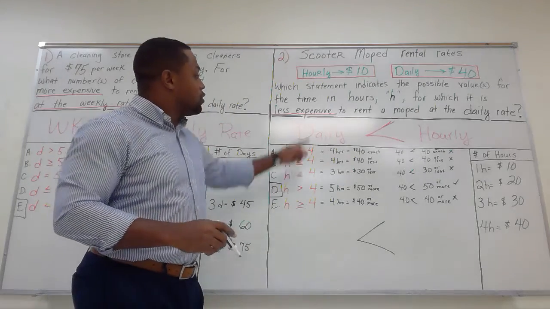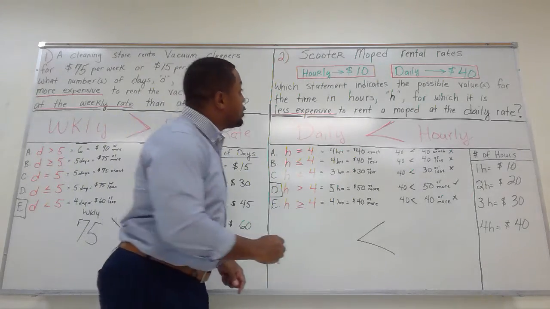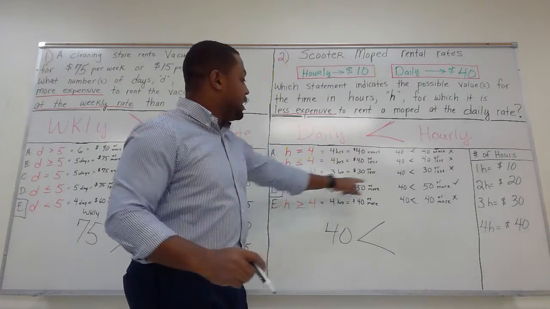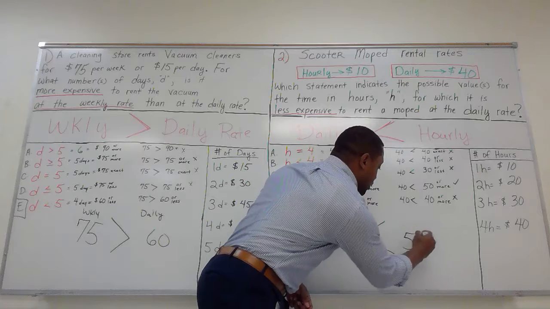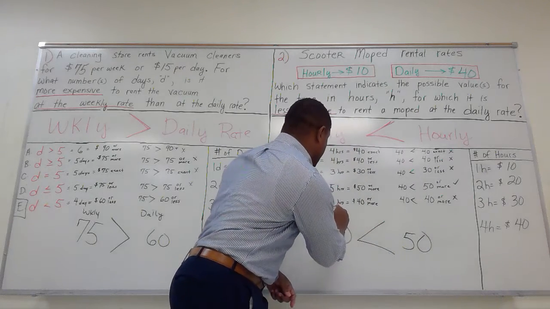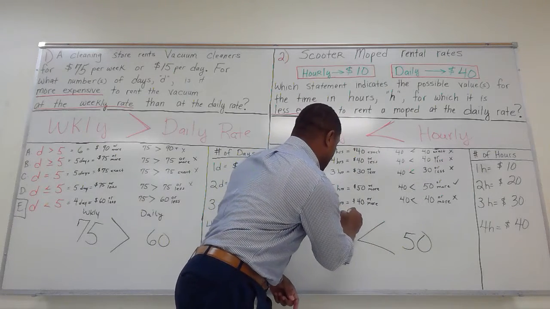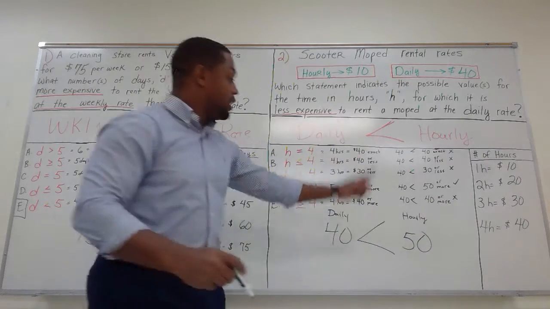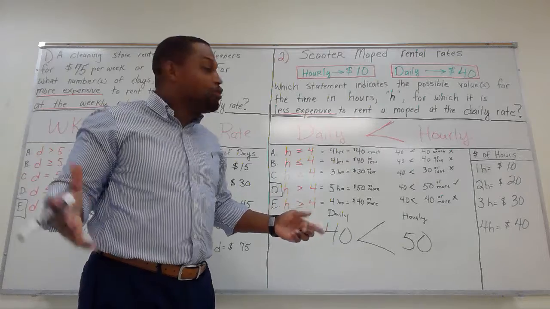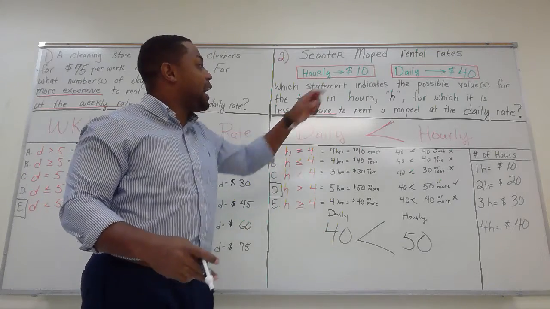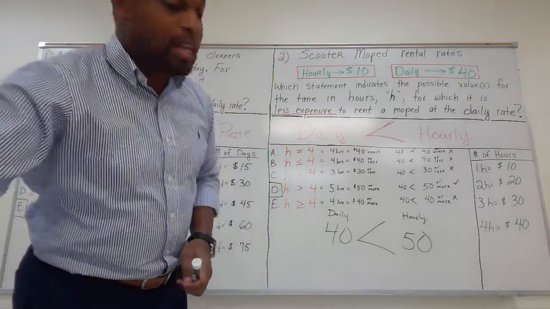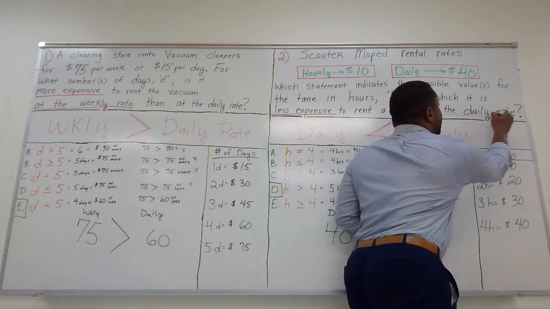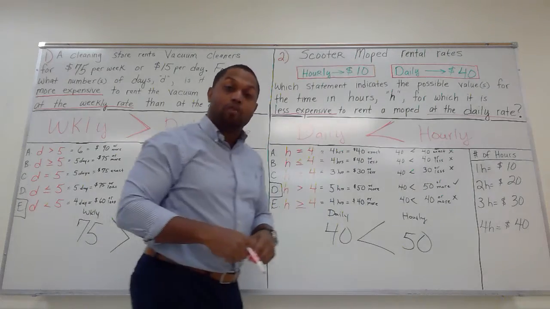All right, so I'm going to take the daily rate, which is 40, and what D is telling me. Okay, this is daily, and this is hourly. And that sentence there is the truth. It's saying exactly what we've been asked in the question here. Less expensive at the daily rate.